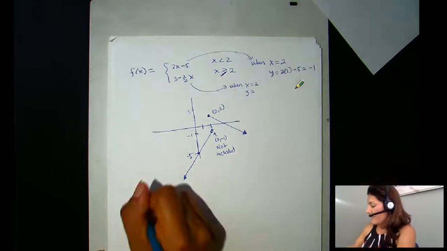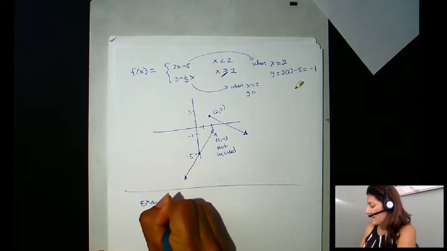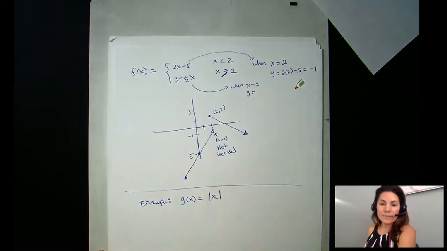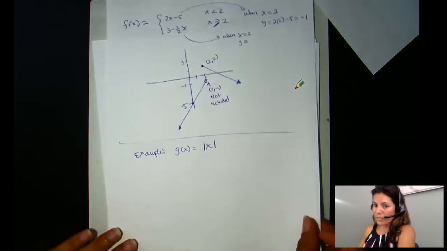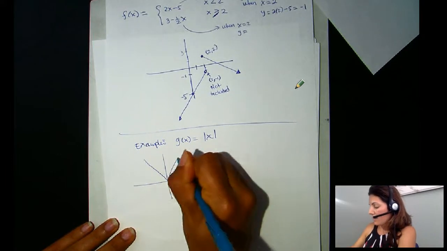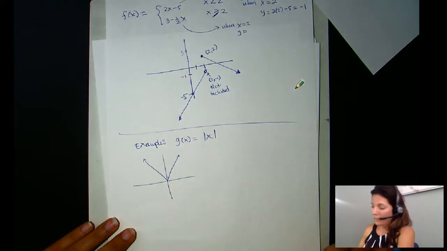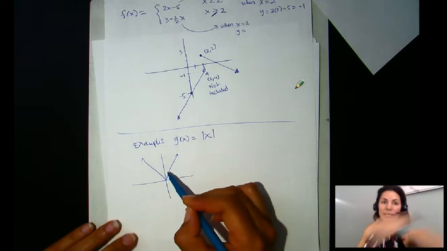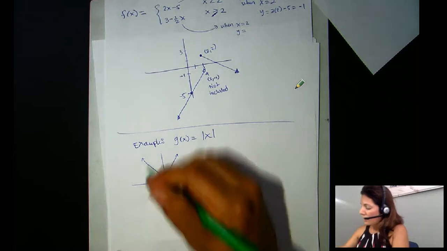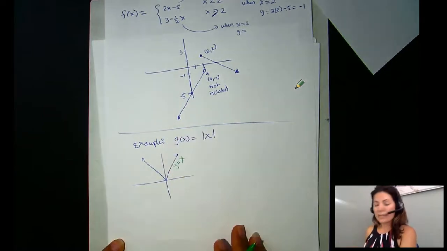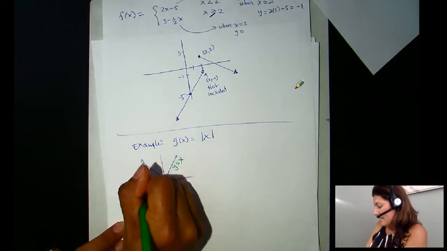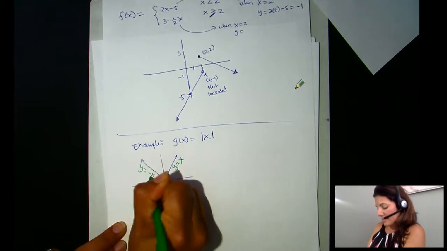So let's try another example. The second example I had on that is g of x equals the absolute value of x. And you may know this from your algebra or pre-calculus class. So how is this a piecewise function, you might ask? Well, because this is really two functions. This is y equals x on the positive side, and the left side is y equals negative x.